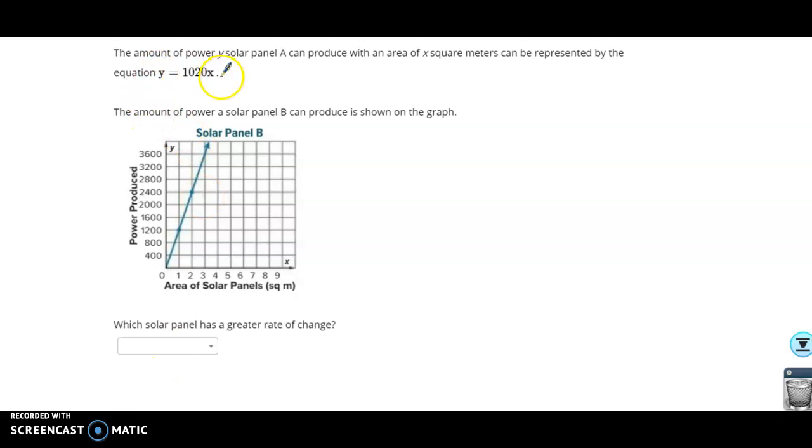Here we have a solar panel. The rate of change is the number in front of x. So this would be 1020 is the amount of power it can produce with an area of so many meters. With this one, 1 meter, it produces 1200. So the rate of change here is every 1 square meter of solar panel produces 1200 power, whatever, I don't even know what unit power comes in, but the rate of change for this one is 1200. The rate of change for this one was 1020. It wants to know which one's greater. Pretty much gave you the answer to that one.